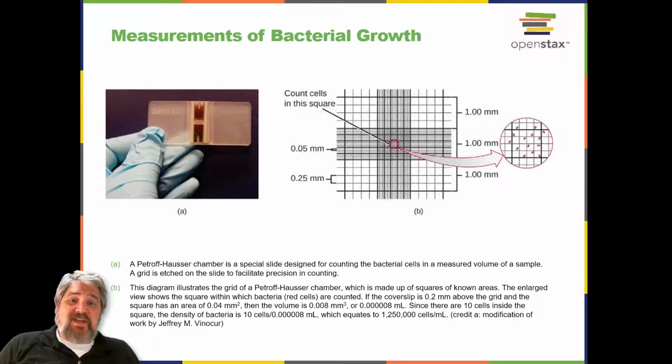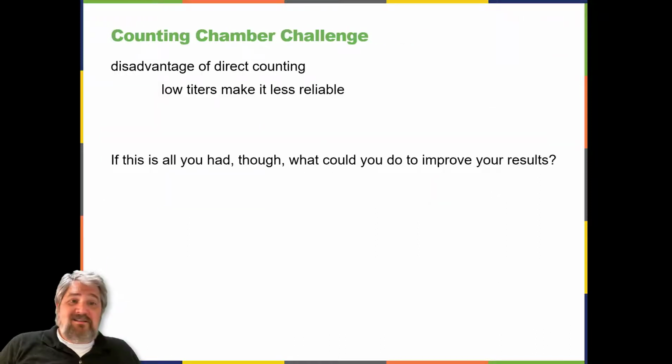The advantages of the chamber are that the method is easy to use, relatively fast, and inexpensive. On the downside, the counting chamber does not work well with dilute cultures because there may not be enough cells to count. So what could you do to improve your results if this is the only tool you had? That's something that's not in the book that I will talk about in lecture, but overall, you could try to concentrate your cells, which imposes its own limitations, of course.